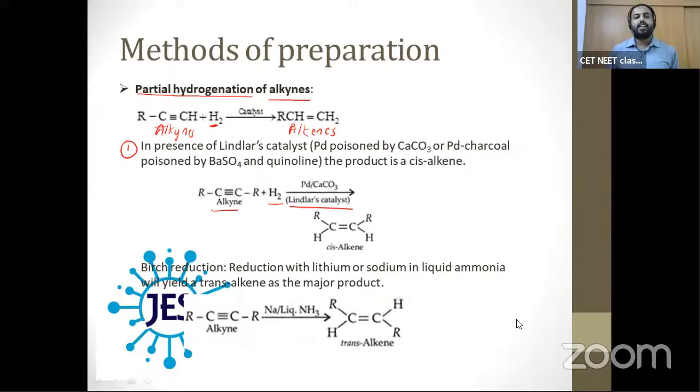Yes, Lindlar's catalyst is nothing but poisoned palladium. So in presence of Lindlar's catalyst, the reaction stops at the alkene stage. This is what is called partial hydrogenation. Alkene will not further get reduced. Okay, and one more point to notice, the alkene that you get here is called cis alkene. I didn't mention that in the previous slide. Let me mention it in the geometrical isomerism slide. Okay, I hope all of you know this.